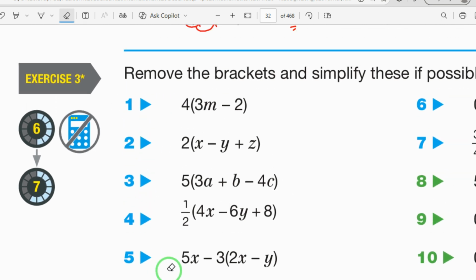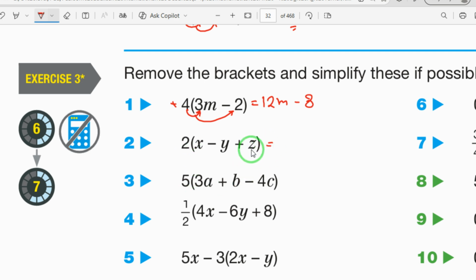Question number 1. We first multiply. 4 times of 3 is 12. We write here 12m. Then multiply positive multiplied by negative give us negative. 4 times of 2 is 8. We write here 8 is the answer.